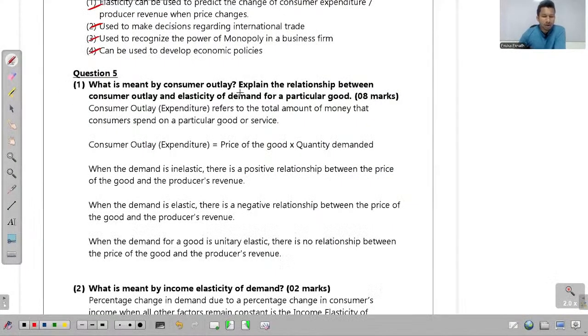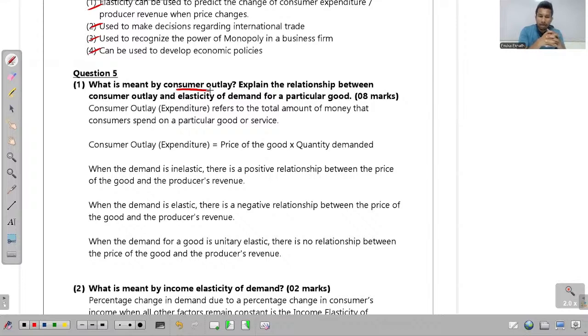What is meant by consumer outlay? Explain the relationship between consumer's outlay and the elasticity of demand for a particular good. Consumer's outlay, in simple terms, means consumer's expenditure. For example, if I'm purchasing 10 units of a good at 5 rupees each, then my outlay is 50 rupees. The total expenditure incurred to purchase the good is the consumer's outlay, and from the producer's perspective, it's the producer's income. A consumer's outlay is the same as a producer's revenue. Both are the same.